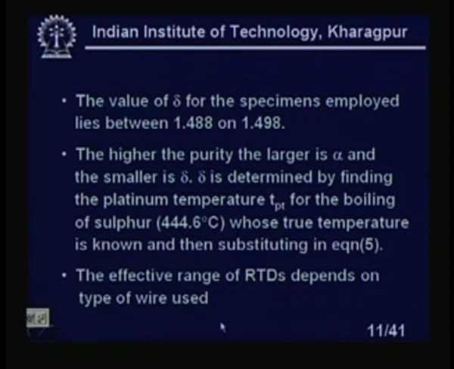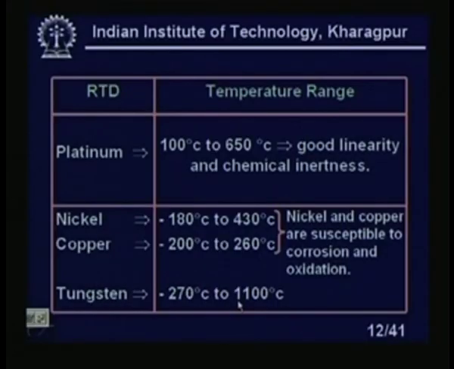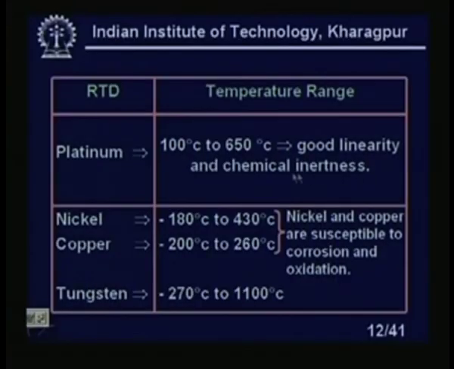The effective range of the RTD depends on the type of wire used. There are, as I told you, 4 different types of RTD, and what the ranges are and how effective they will be, we can look at from this table. For platinum RTD, the temperature range is 100 to 650 degree centigrade, with good linearity and chemical inertness. That is the most important thing for the platinum RTD. This chemical inertness is the most important factor why platinum is used repeatedly for making RTD, or I should say it is the industrial de facto standard to use the platinum RTD, even though we have nickel and copper and all these things.